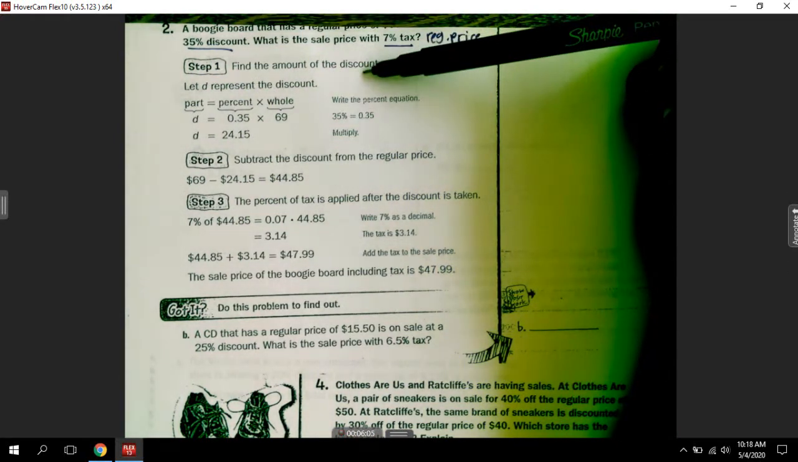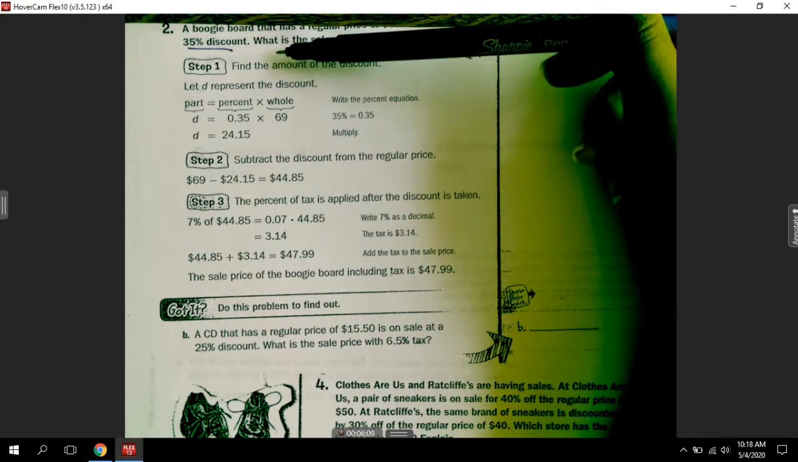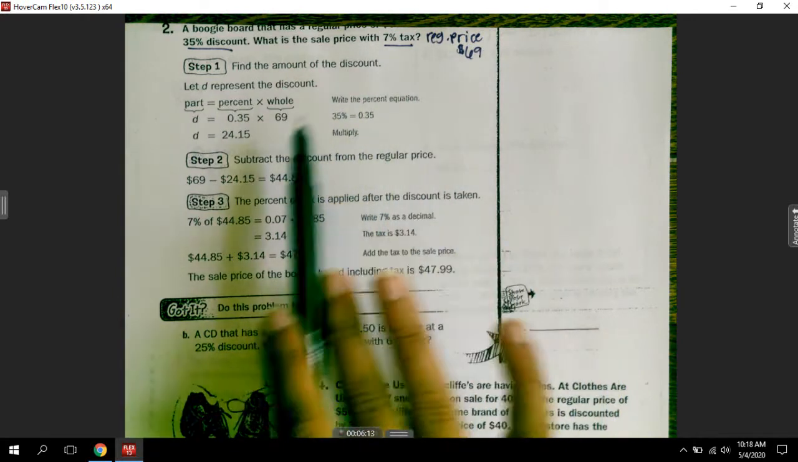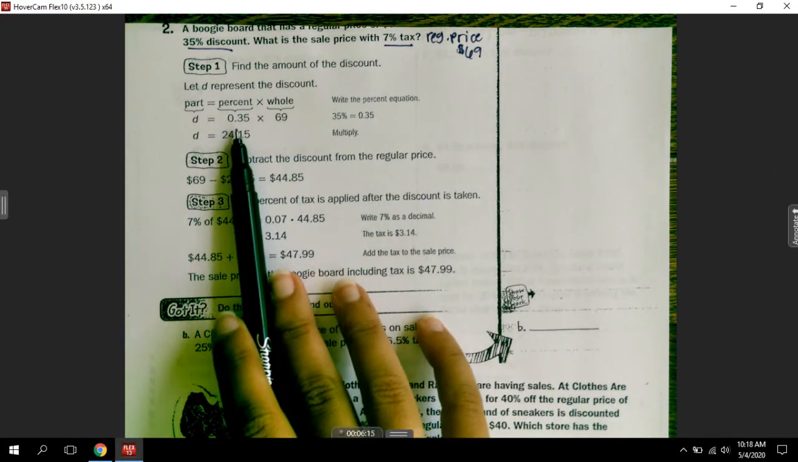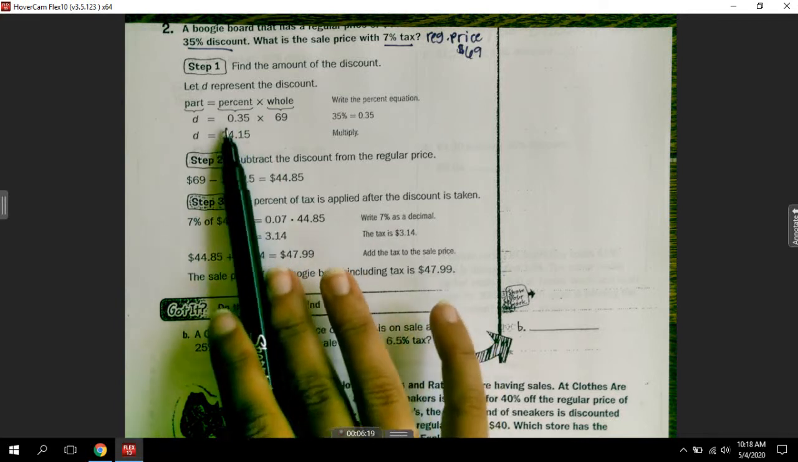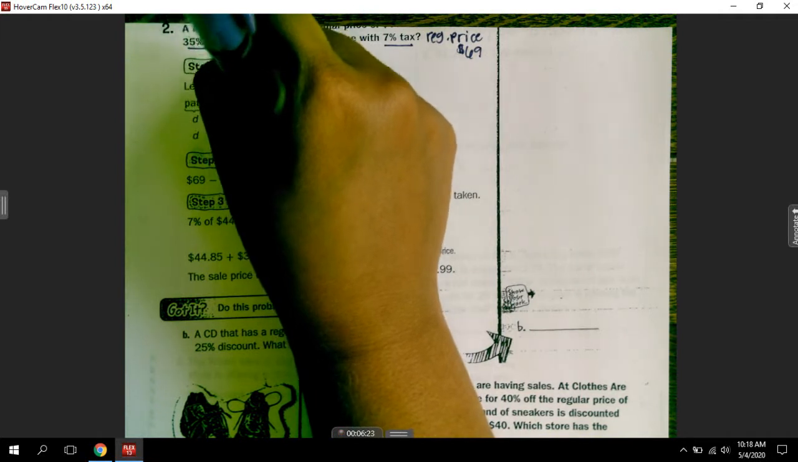Step 1 was to find the amount of discount. So nothing's changing right now. You're kind of ignoring that 7% tax right now. So you've got the regular price, which is $69, and then you're going to multiply by that 35%. So you're saving $24.15. So this is your discount.